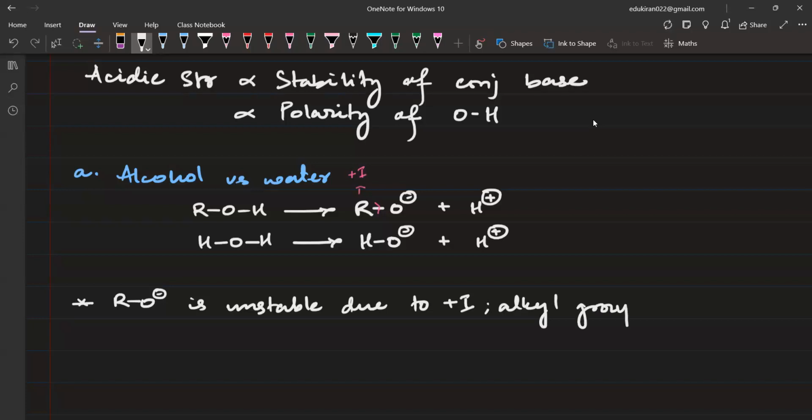Okay. Now let us look at the polarity. Look carefully. In the alcohol, oxygen is an electronegative element, right? I hope it is very clear. It is an electronegative element, so it is going to pull electron density.